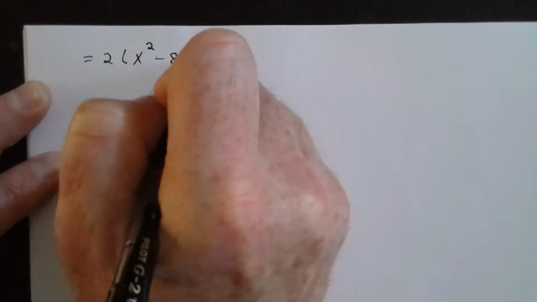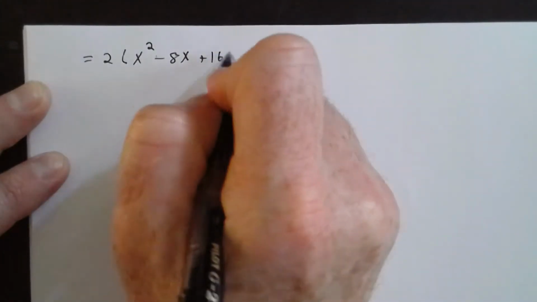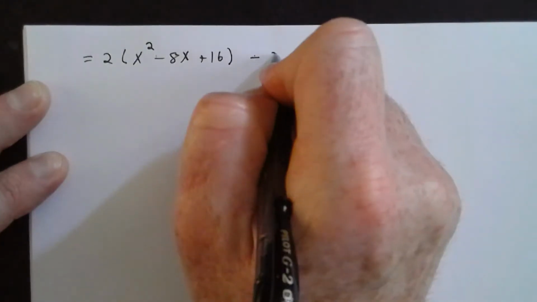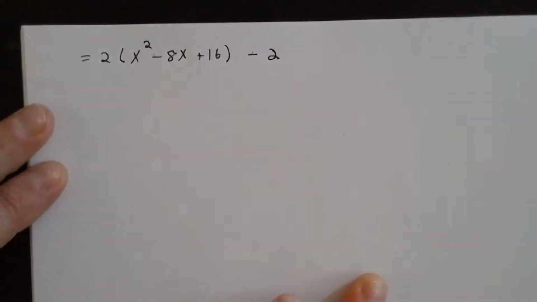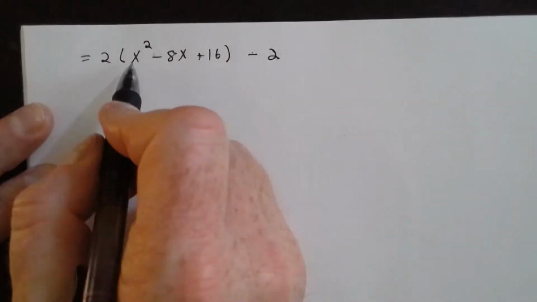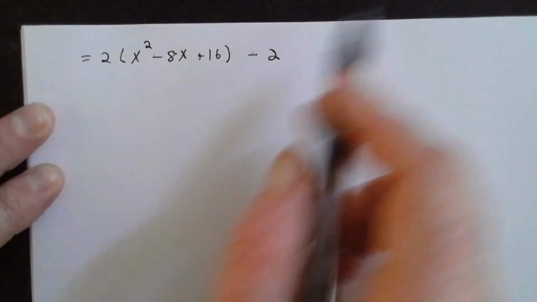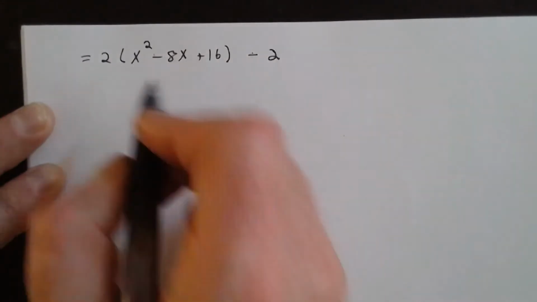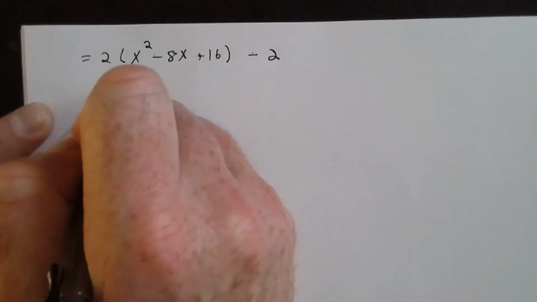So continuing on, we have 2 times x squared minus 8x minus 2. And what we're looking for now is we have to ultimately get this into this form.